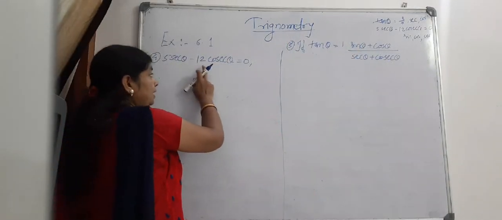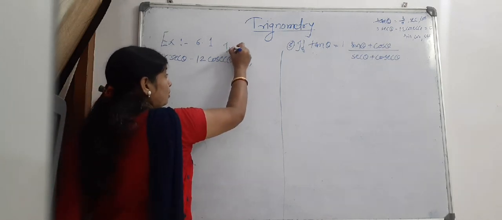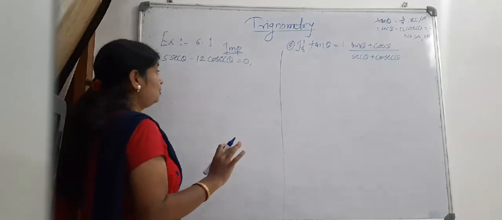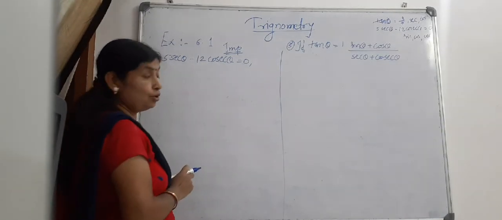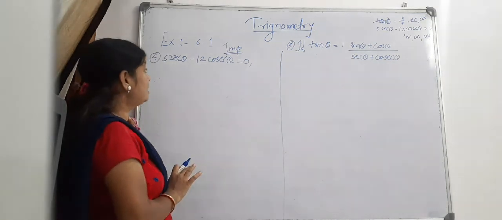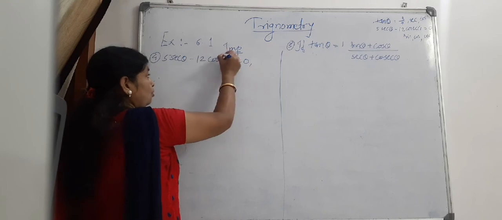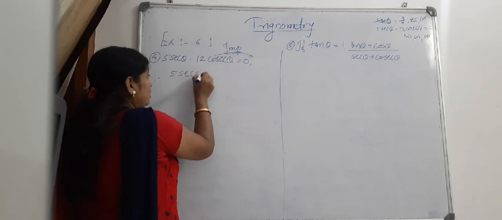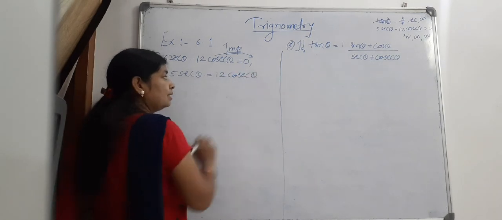What is given? 5 sec theta minus 12 cosec theta equal to 0, which is the important problem. This exercise is very important. All the problems are very important here. You have to find out sin, cos and sec. Now see here, 5 sec theta minus 12 cosec theta equal to 0. You have to take 12 cosec theta to the right side. So what do you get? 5 sec theta is equal to 12 cosec theta.